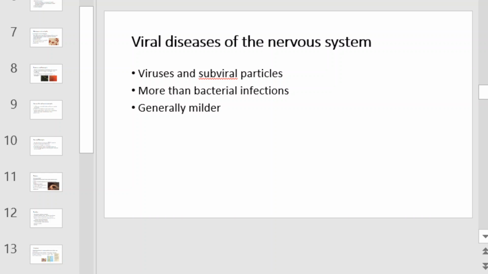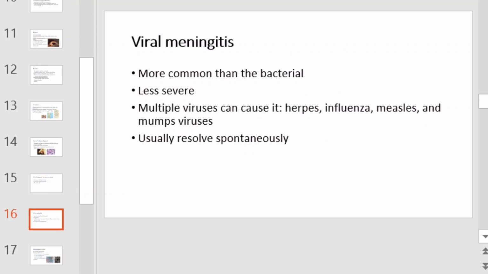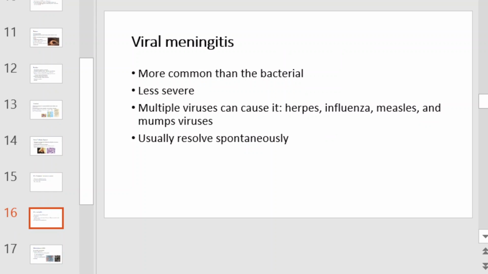Viral diseases of the nervous system. Viruses and subviral particles create viral diseases of the nervous system. There are more viral diseases of the nervous system than bacterial, and they're generally milder. Viral meningitis is more common than bacterial and less severe. Multiple viruses can cause it, ranging from herpes through mumps viruses, and they usually resolve spontaneously.